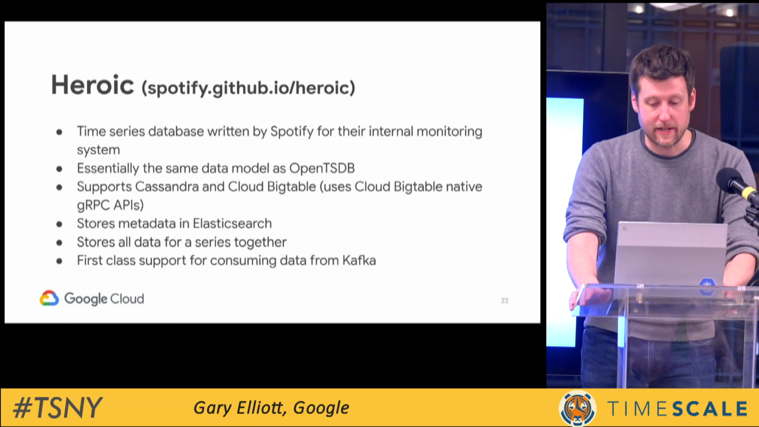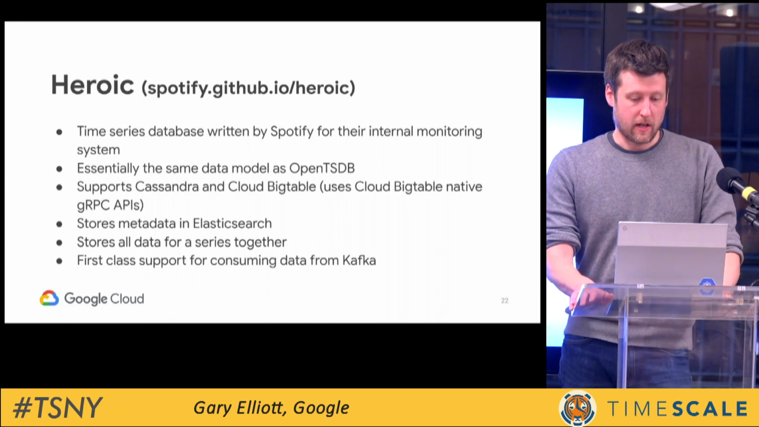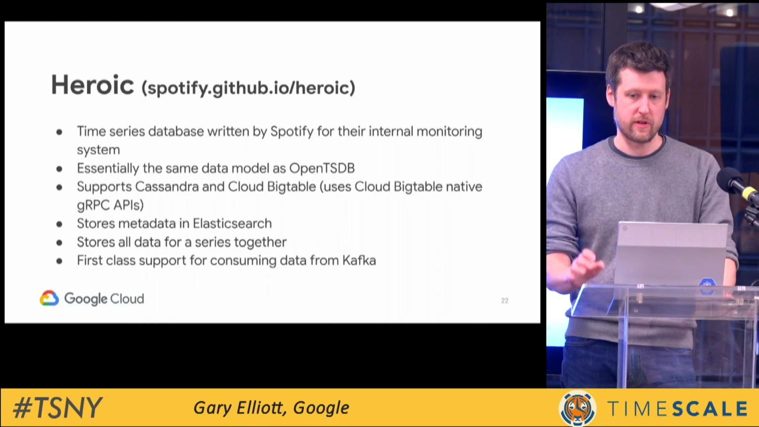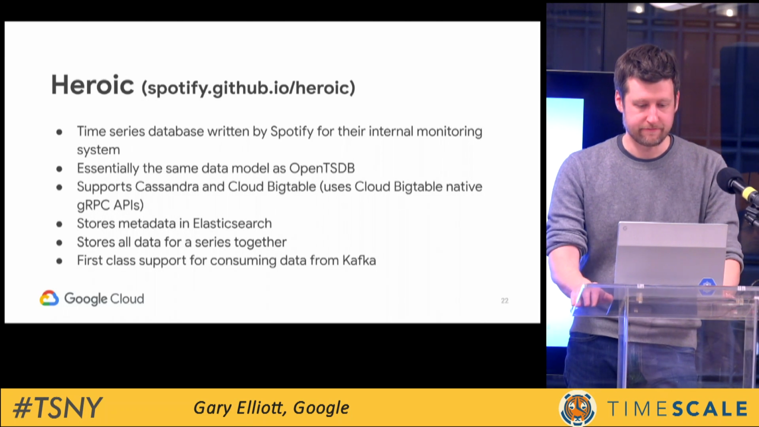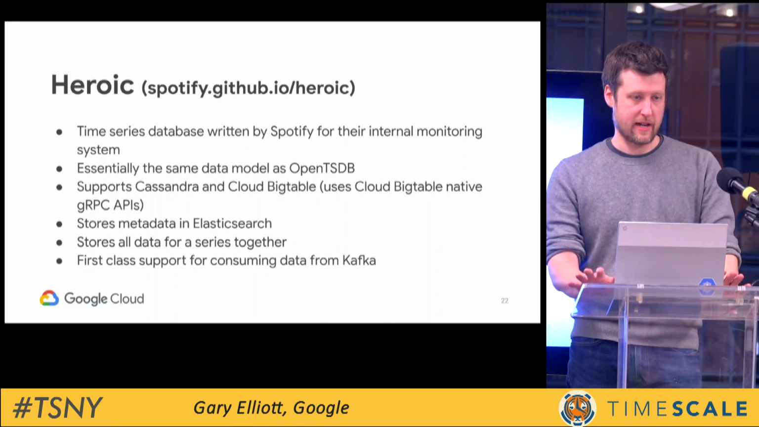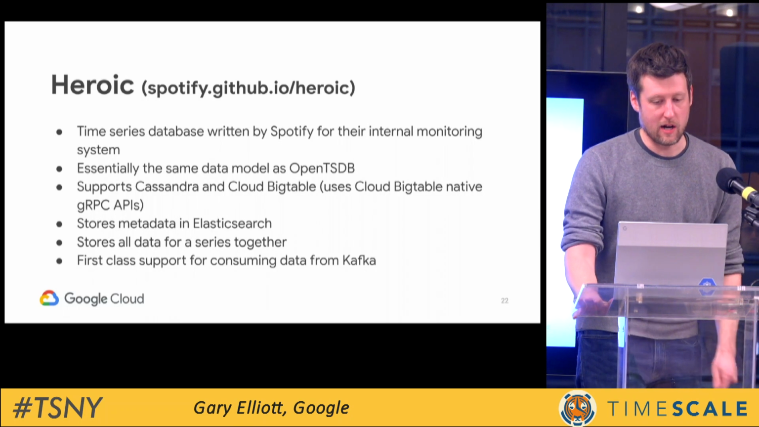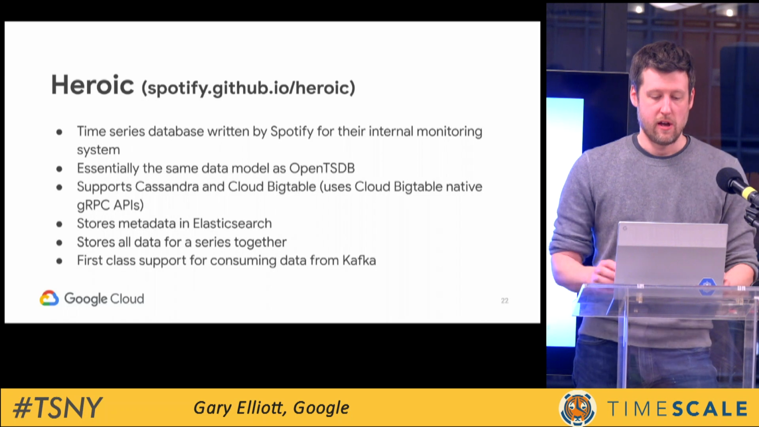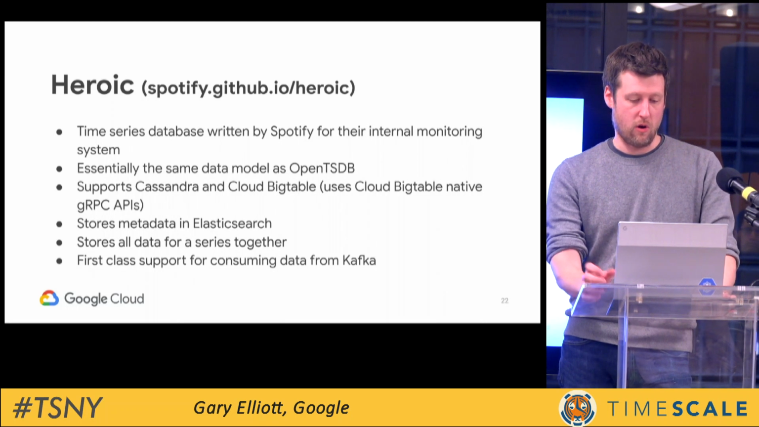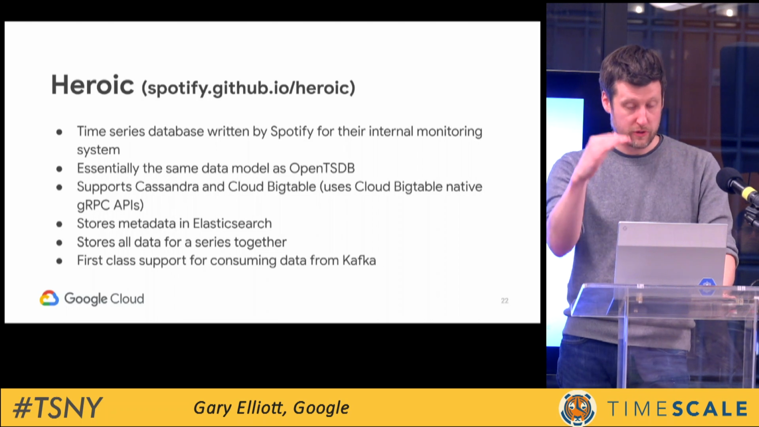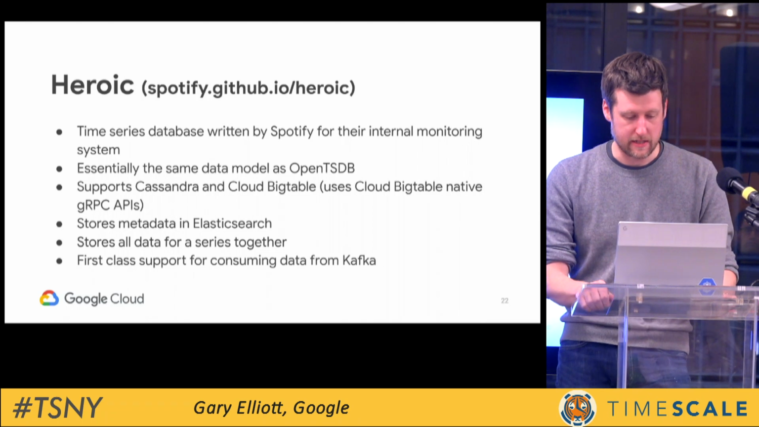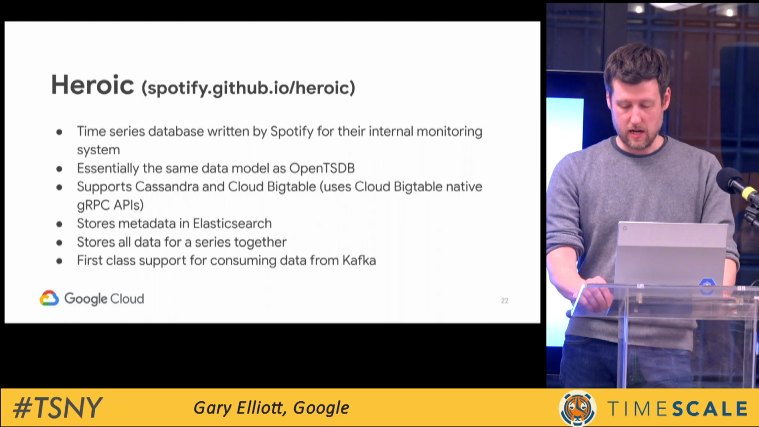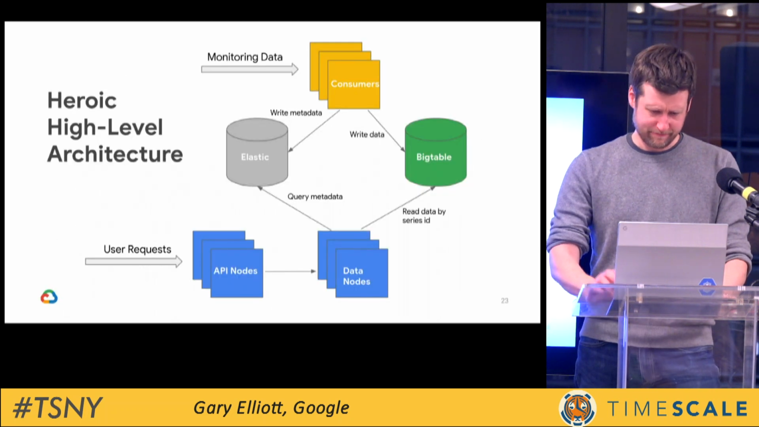It supports Cassandra and Cloud Bigtable out of the box as backends. And Cloud Bigtable uses the native Cloud Bigtable gRPC APIs. It doesn't go through the HBase layer that other things do. It stores metadata about the time series in Elasticsearch. So when you write data to Heroic, it indexes all those tags and values in Elasticsearch. And then it stores all the data for a particular time series together in one or more rows contiguously, which is a little bit different than the way OpenTSDB does things. One nice feature of Heroic is that it has first-class support for consuming data from Kafka, which can be useful for lots of people's pipelines.